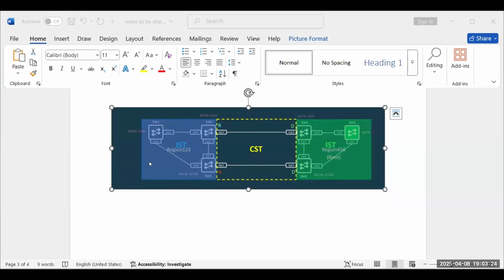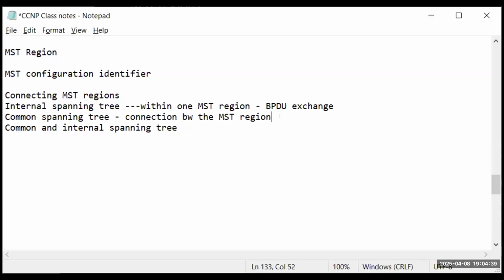Can you repeat the definitions? I'll make a note of it. Yes, IST is a special MST instance that runs on each MST region, or it runs within the region. And this is the connection between the MST regions.